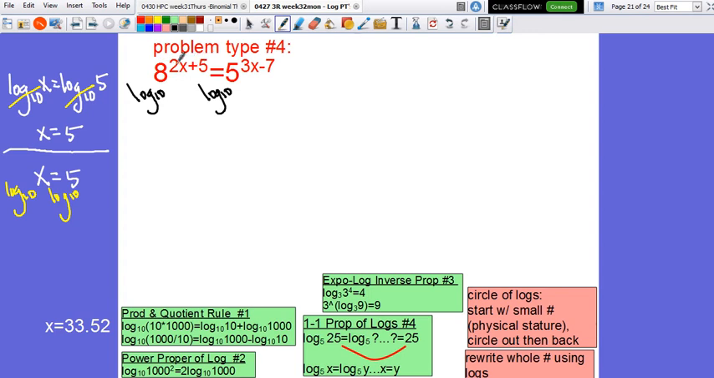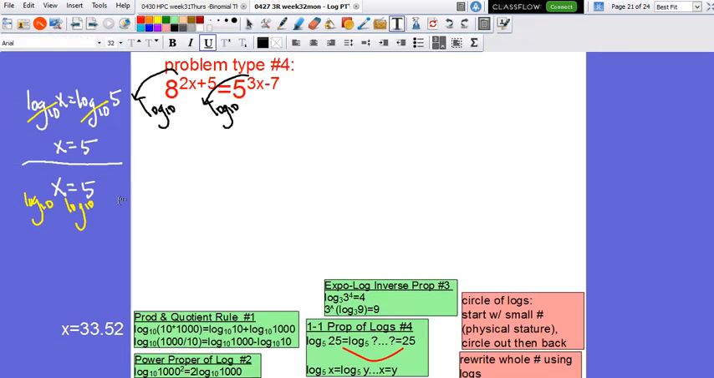And then remember, if something is an exponent, you can move it over to the left. Now, as of right now, this is what we have: 2x plus 5 times log of 8 equals 3x minus 7 times log of 5.